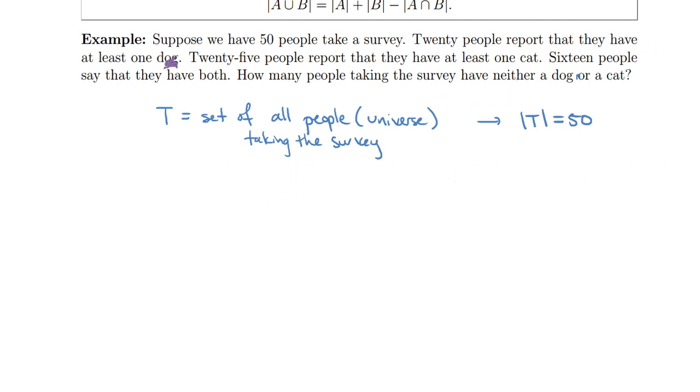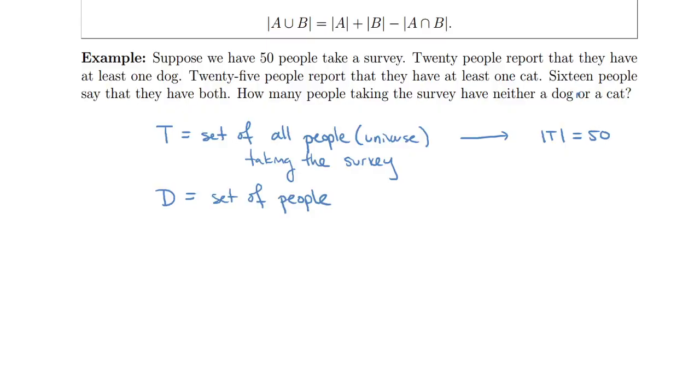20 people say that they have at least one dog. Let's call that D. So this is the set of people. Okay, sorry, I had a small glitch there. So D, let's say that it's the set of people that have at least one dog, so greater than or equal to one dog. We know the cardinality of this set. So the number of people that say they have at least one dog was 20.